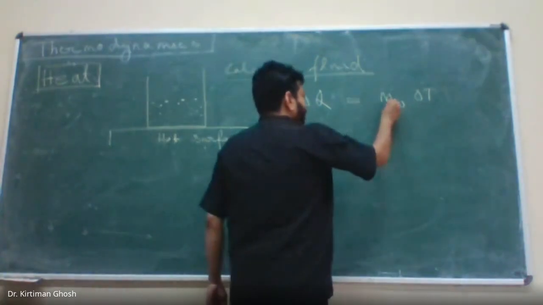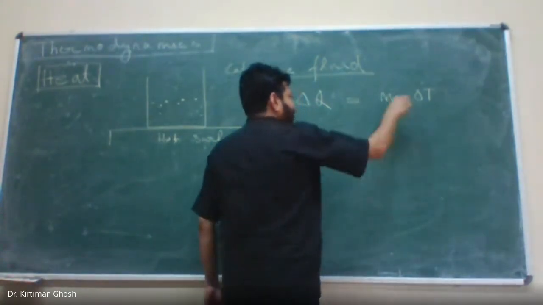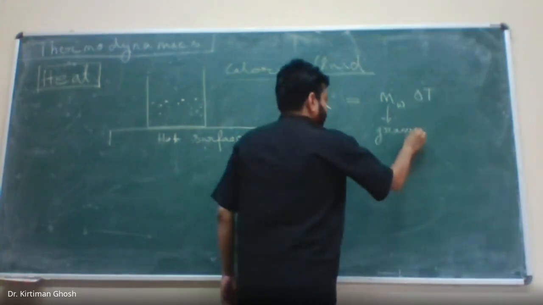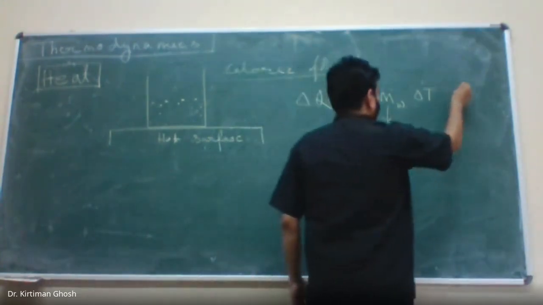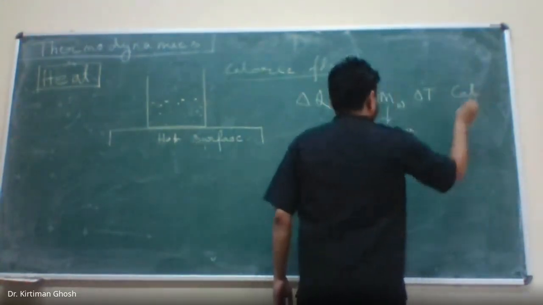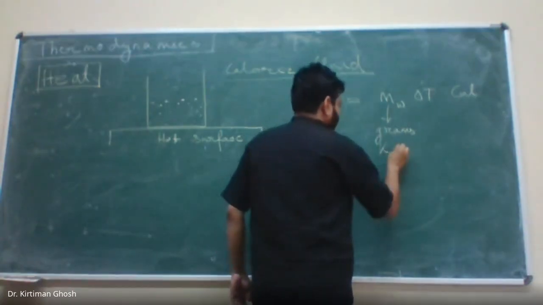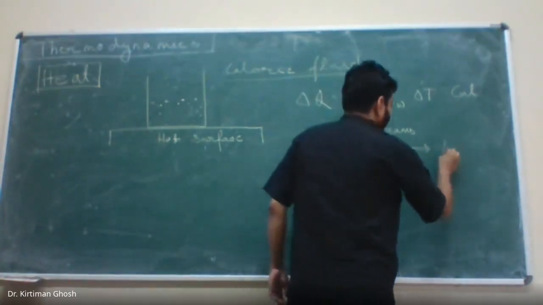Now if I take this m_w, the mass of water, in grams, then this amount of heat we call a calorie. If the water is in kilograms, then we call this amount of heat a kilocalorie.